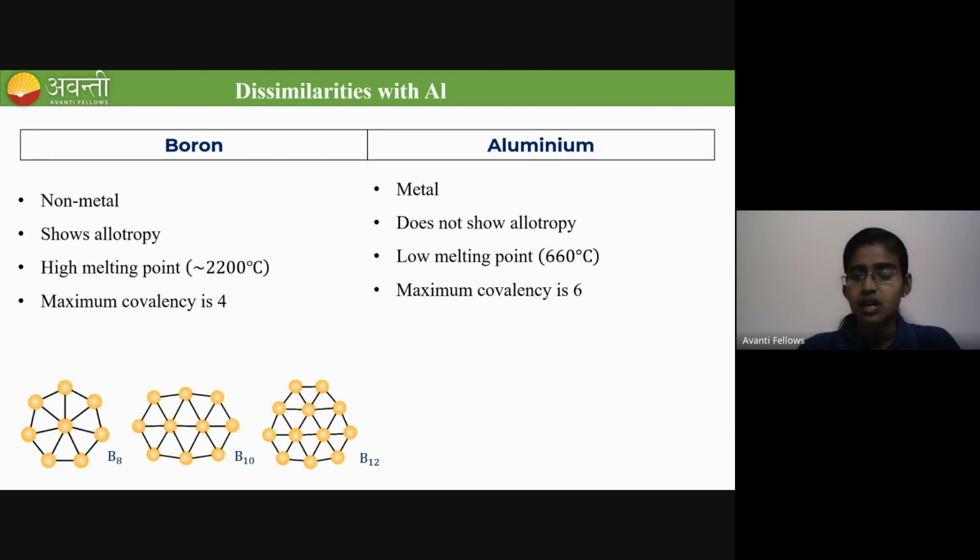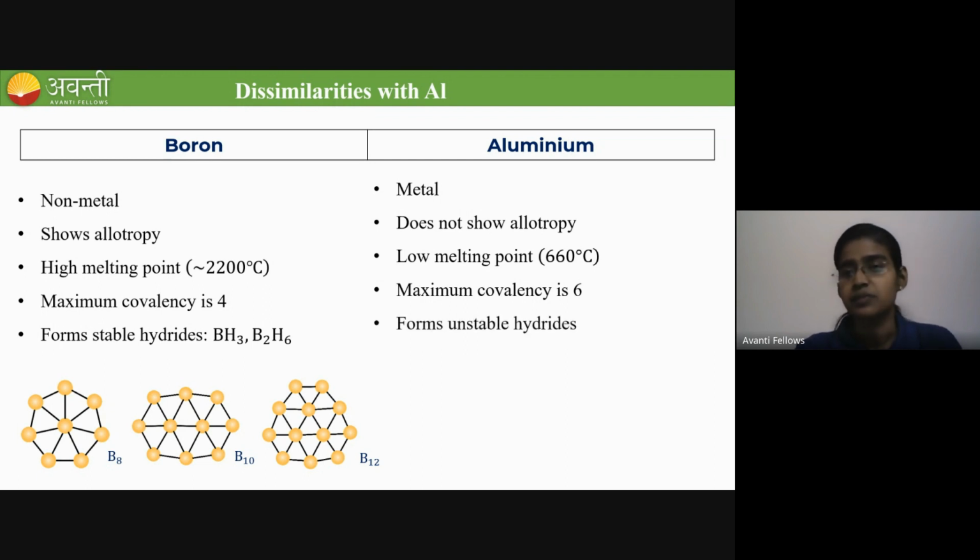Okay. Now I will go with the fifth point. It forms stable hydrides. Boron forms stable hydrides like BH3, B2H6, all these hydrides. B2H6 is called diborane, which has a banana shaped kind of structure. So when boron reacts with hydrogen, it forms hydrides, and those hydrides are stable. But aluminium hydrides are unstable. They form very unstable hydrides.